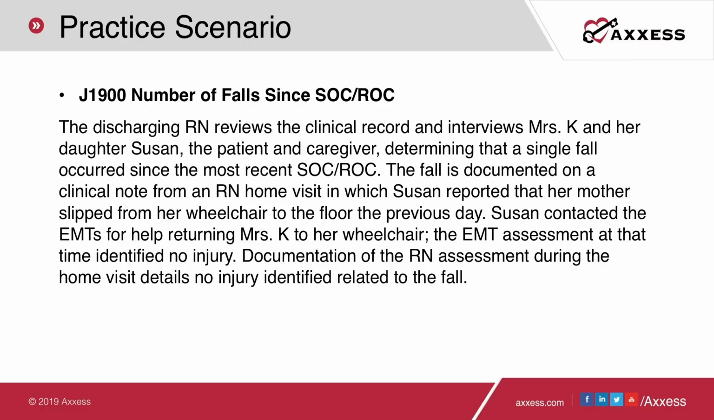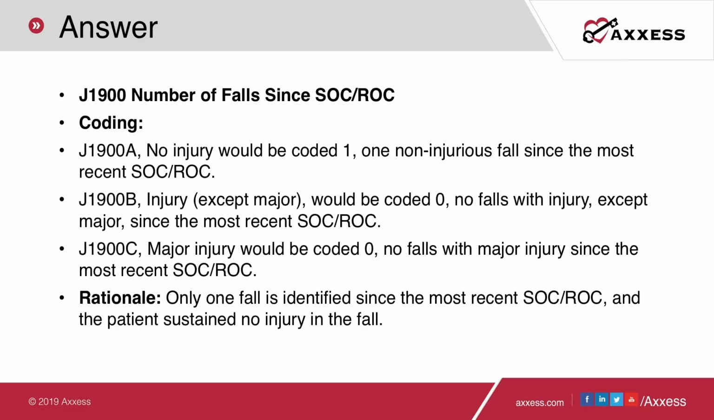How are you going to score J1900? For J1900A, no injury would be coded 1. B, injury except major, would be a 0. And J1900C, major injury, would be a 0. Only one fall was noted since the most recent start or resumption, and the patient sustained no injury in that fall.